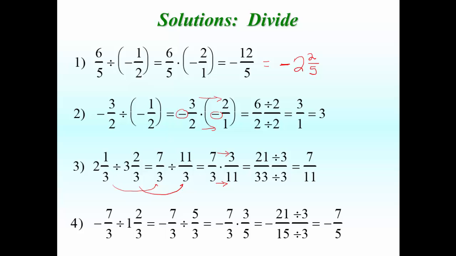In the final example, a negative divided by a positive will be a negative, so I already know my answer has to be negative. Changing 1 2/3 to an improper fraction of 5/3, you have negative 7/3 divided by 5/3. That's negative 7/3 times 3/5. Straight across the top, straight across the bottom, 21/15. Divide top and bottom by 3, negative 7/5.